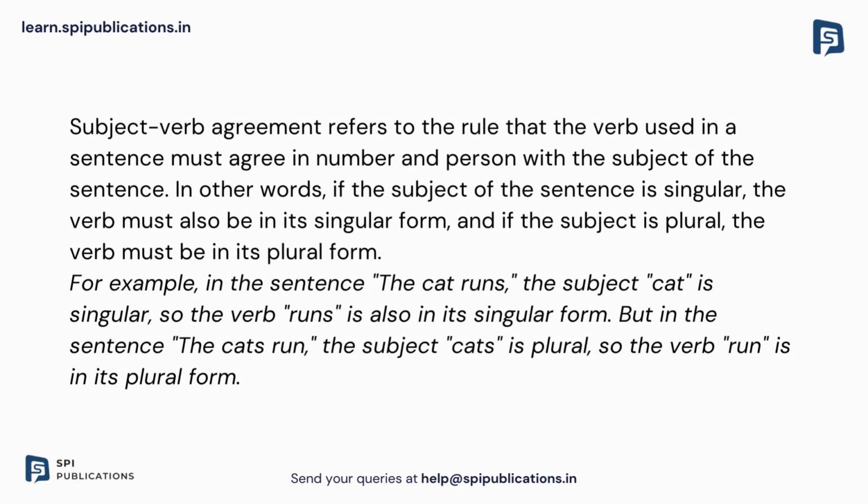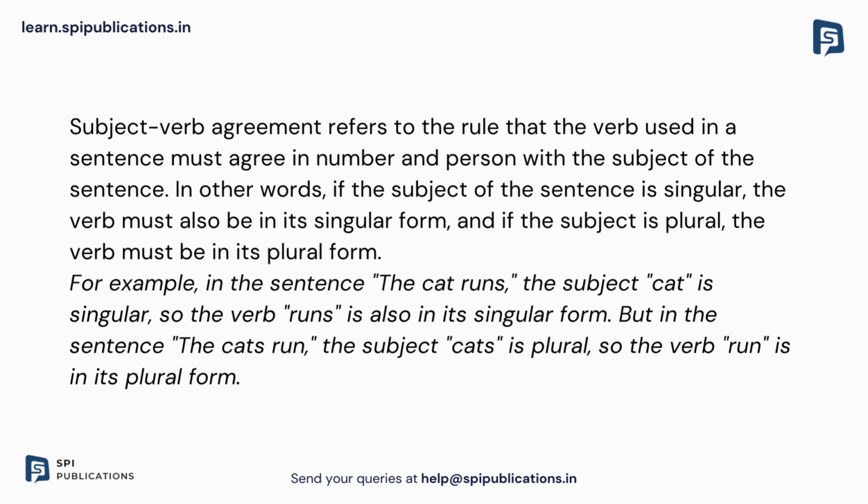Subject-verb agreement refers to the rule that the verb used in a sentence must agree in number and person with the subject of the sentence. In other words, if the subject of the sentence is singular, the verb must also be in its singular form, and if the subject is plural, the verb must be in its plural form. For example, in the sentence, the cat runs, the subject cat is singular, so the verb runs is also in its singular form.